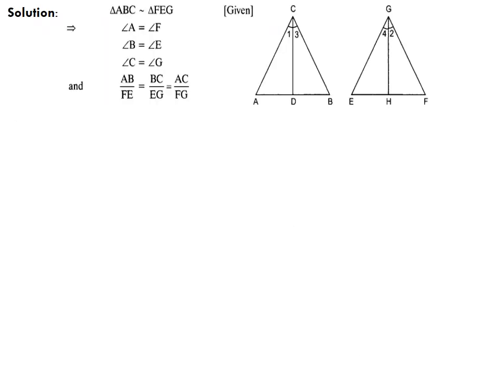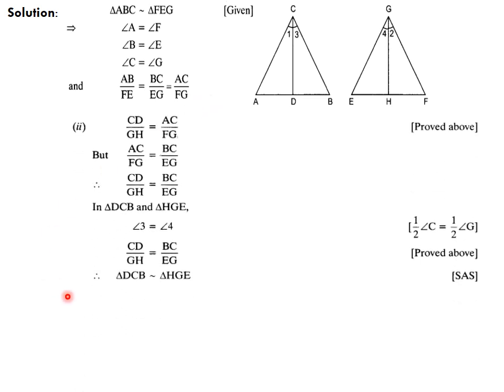Since triangle ABC is similar to triangle FEG, we have this set of relationships with us. Now for the second question, we have to prove that triangle DCB is similar to triangle HGE. So triangle DCB is this triangle and HGE is this one. So we have to prove these two are similar.